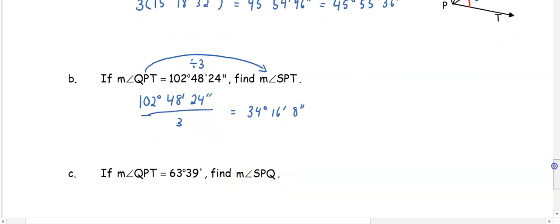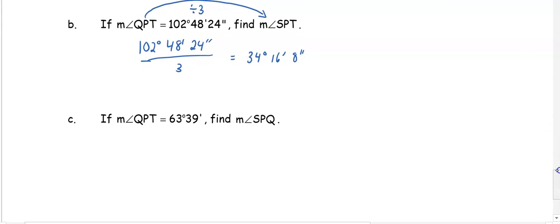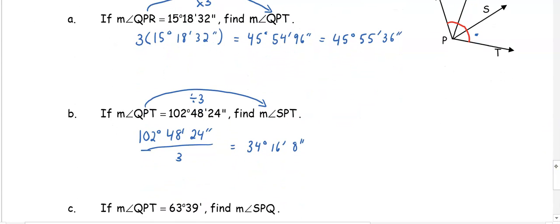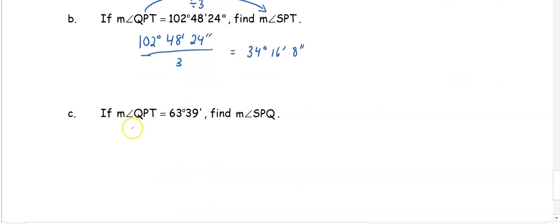In part C, it's a little bit tricky. If QPT is 63 degrees and 39 minutes, find SPQ. So SPQ, if we go back up and look at our angle, is actually 2 of those pieces. So what we want to do is divide our angle into 3 parts and then multiply by the 2 parts that we are looking at. So we are going to take 63 degrees, 39 minutes, divide by 3, and then multiply that answer by 2.